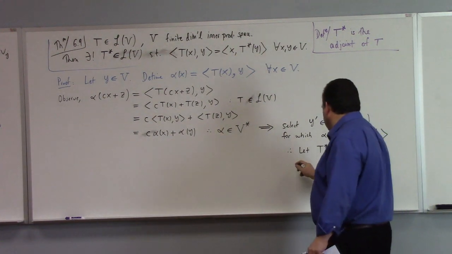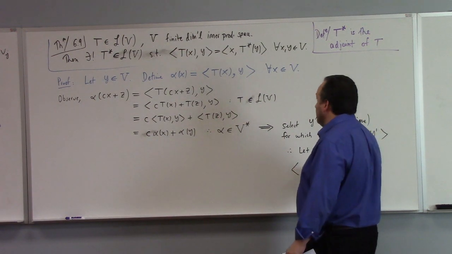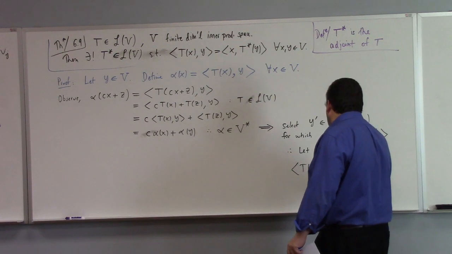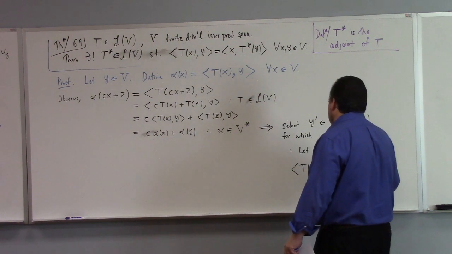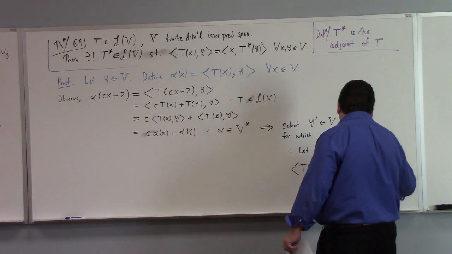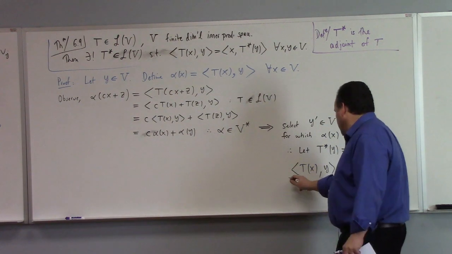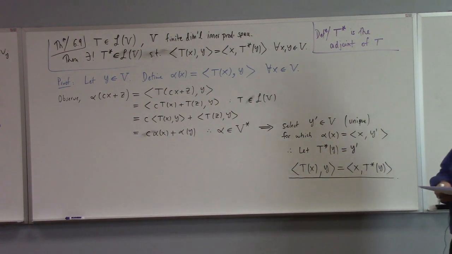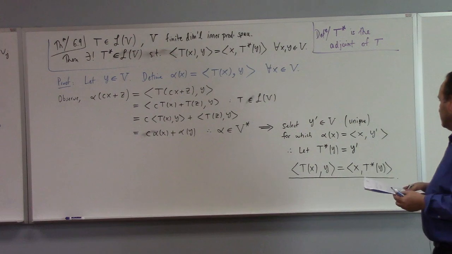Because T star is linear? We haven't proved that yet, but that would at least give us this, right? T of x, y is equal to what? X, T star y, right? Isn't T star of 0 equal to y prime? Hmm? Isn't T star of 0 equal to y prime rather than being equal to 0?